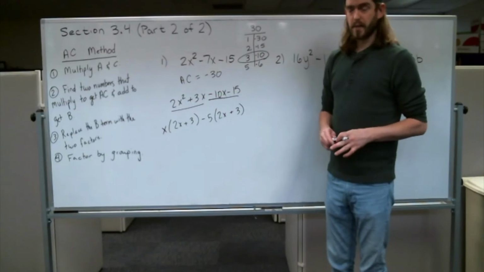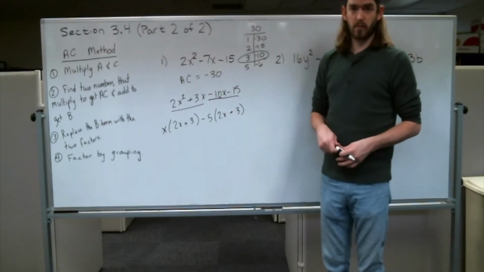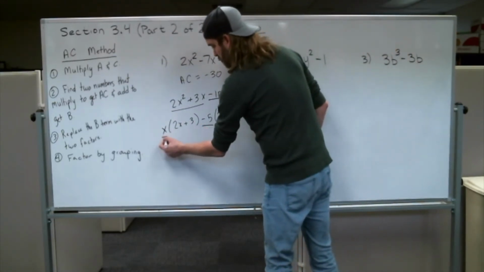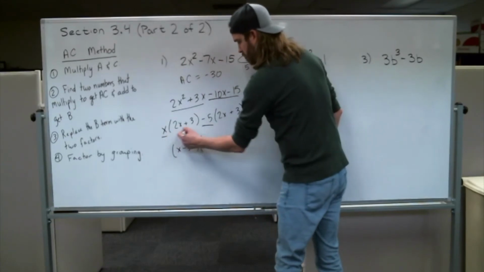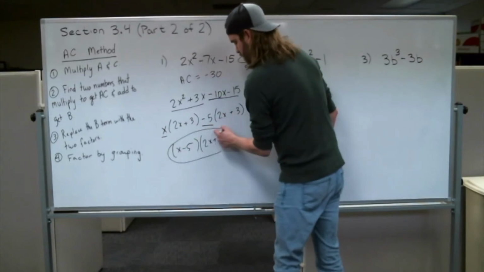At this point, your parentheses should match. If they do not match, you've probably done something wrong. So now we're going to take these first two terms and put those together. And then we're just going to bring this one down, 2x plus 3. And that's our final answer.